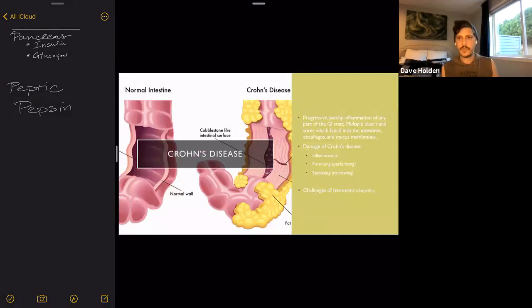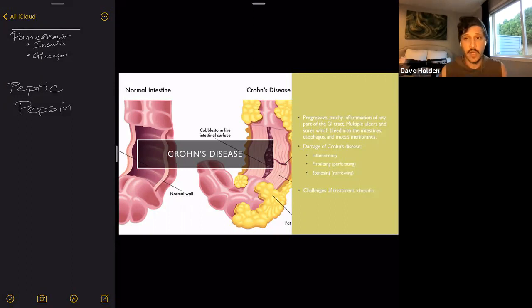So it is progressive, which means it's going to get worse over time. It results in patchy inflammation. The whole GI tract is fair game, so everywhere from the esophagus to the rectum, anywhere along that tube. There are three main kinds of damage that Crohn's disease can cause. The first of which, and probably the more prevalent, is just inflammatory damage. Inflammation in the short term is very beneficial. It helps increase blood flow to the area. We can get white blood cells involved and get the whole immune response going.